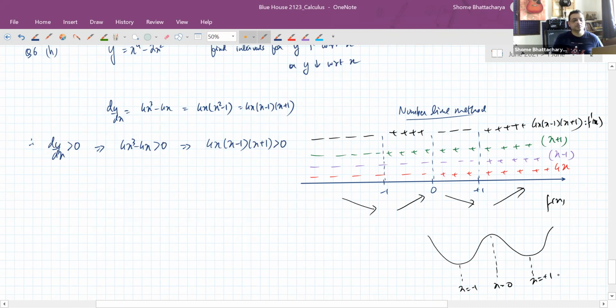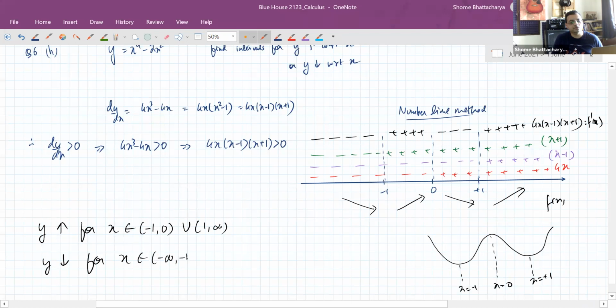So anyway, we can see that y increases for x in the interval minus 1 to 0 union with 1 to infinity, that is, greater than 1 or between minus 1 and 0. And y decreases for the interval minus infinity to minus 1, union with 0 to 1.